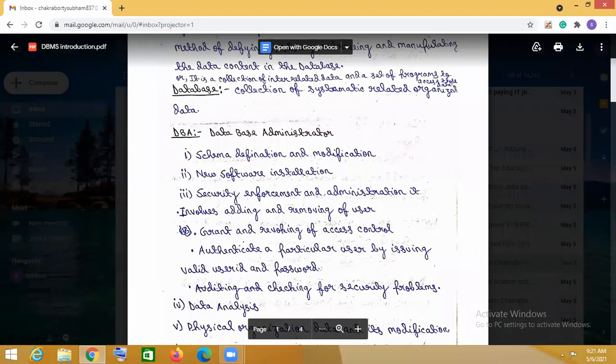The database administrator is also responsible for maintenance checking of the database. So these are the jobs of a database administrator. Clear? Till now, is the concept clear?